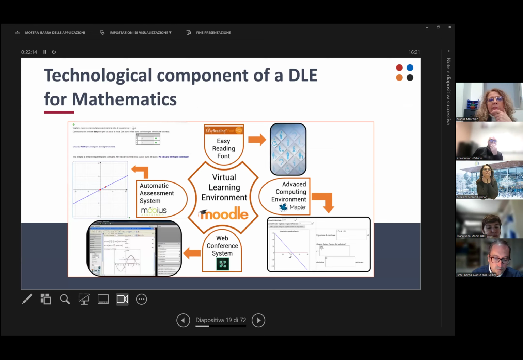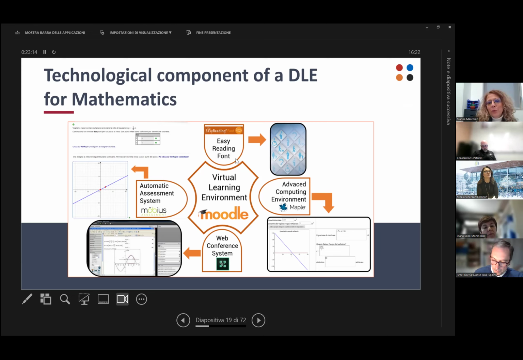For mathematics, the technology component of a digital learning environment is very important. I try to summarize in these slides that, first of all, it is very important to have a learning management system. I wrote Moodle because in Italy it's very common that universities and also secondary schools use Moodle. But of course, it is not important which learning management system you use. There are a lot of integrations with the learning management system. For instance, first of all, on the top, you can see an easy reading font. This is a font that we discovered was invented here in Torino. We were very surprised, but it is a font very useful for dyslexic people.